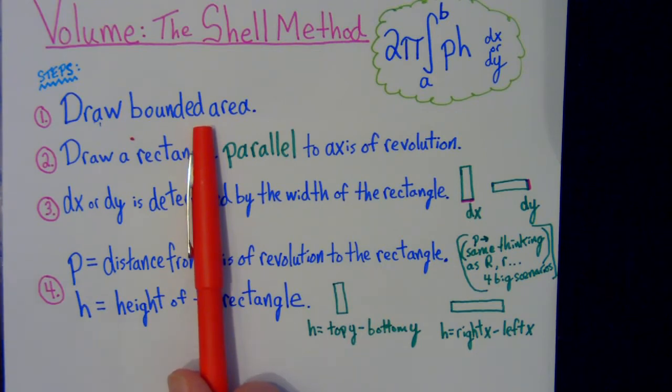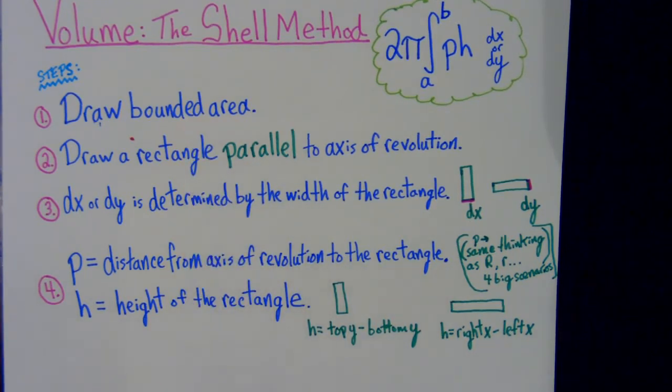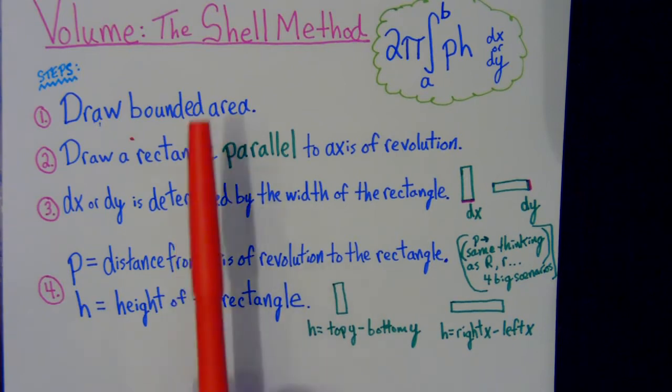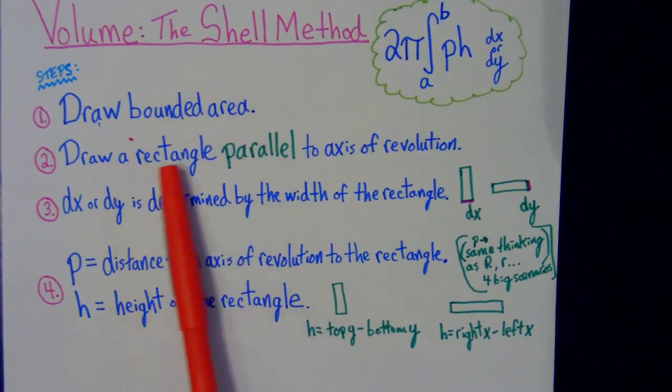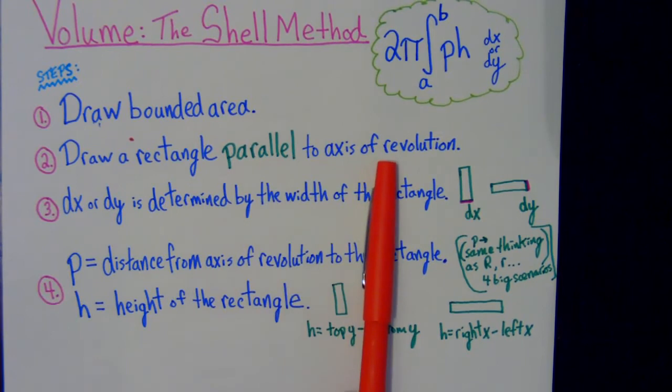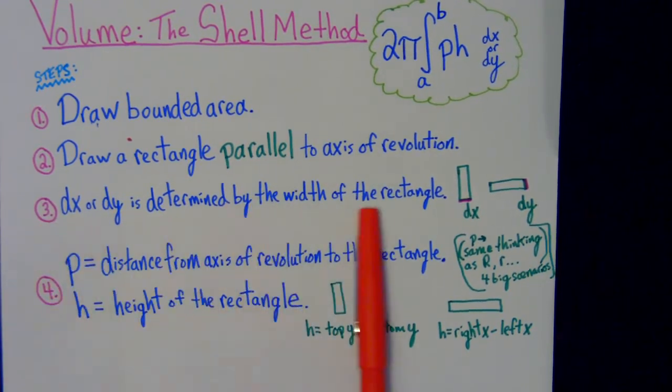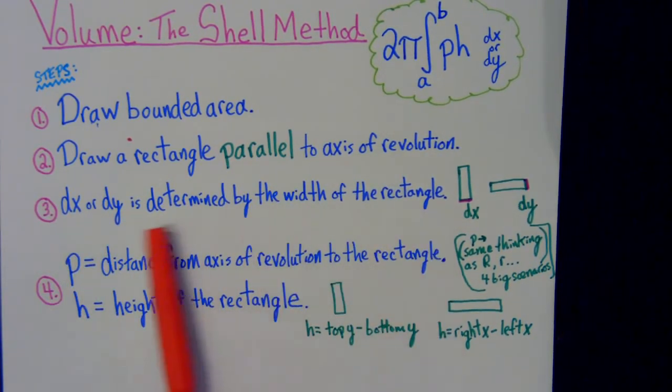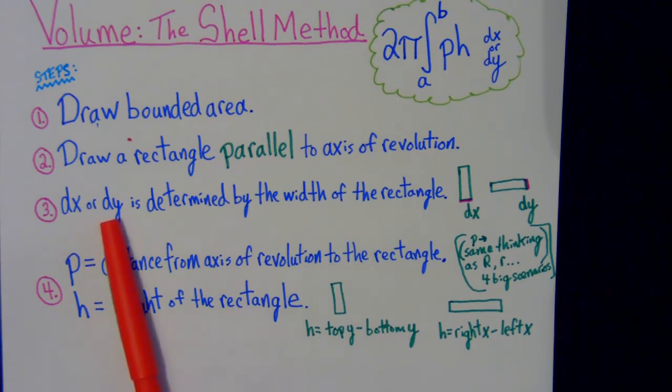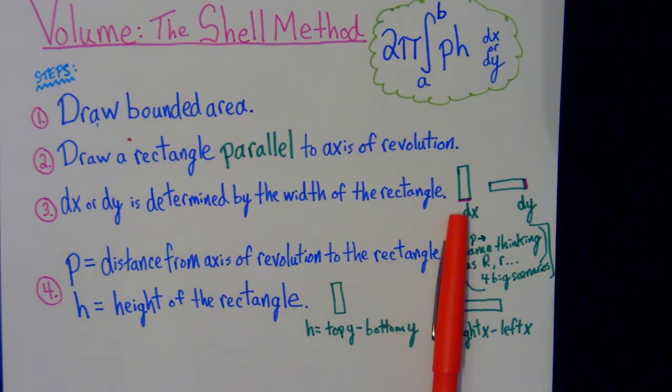We got to see that picture, and then label your axis of revolution there, put a couple numbers on there. And this time when we do the shell method, we're going to draw a rectangle parallel to that axis of revolution. And then this third step is the same as your disk method notes. Your dx or dy, I told you I would keep that consistent for you. Your dx or dy is still determined by the width of your rectangle.